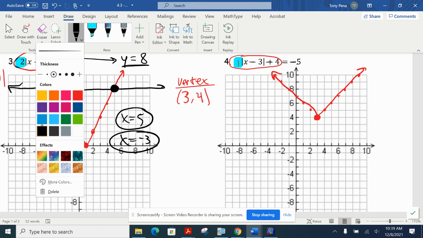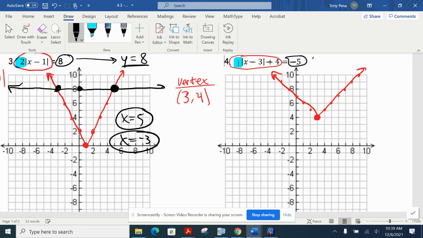Second part, we're going to graph this horizontal line of y equals -5. So what this means is find the -5 on the y-axis. So that's way down here. And then we're going to draw in a horizontal line here.